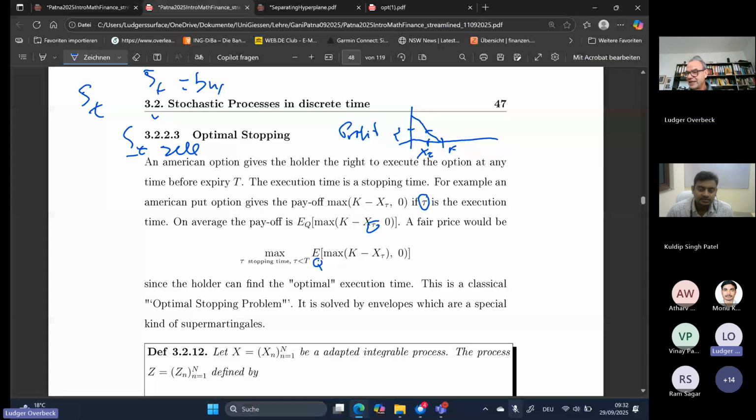That actually was developed before mathematical finance. This type of optimal stopping problem was solved in a different context already. And I will probably continue tomorrow on this topic.